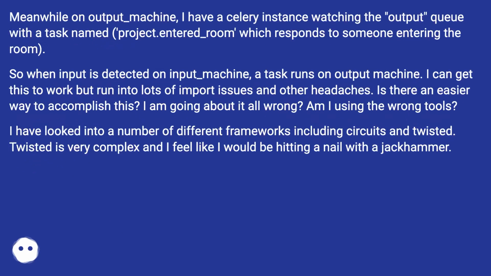Meanwhile, on output_machine, I have a Celery instance watching the output queue with a task named project.entered_room, which responds to someone entering the room. So when input is detected on input_machine, a task runs on output machine. I can get this to work but run into lots of import issues and other headaches. Is there an easier way to accomplish this?